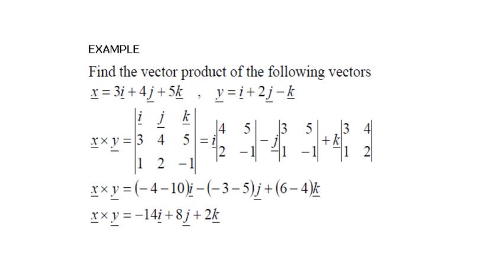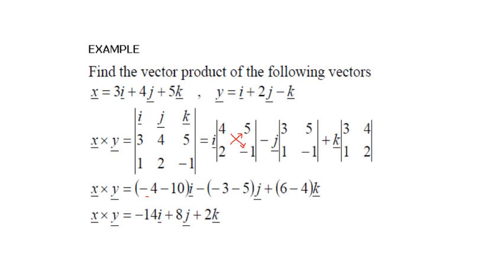Okay, so let me explain this. i into 4 into minus 1. 4 into minus 1 is minus 4, minus 2 into 5. 2 into 5, that is 10. So minus 4 minus 10 of i. Second term, I told you the sign will be negative.